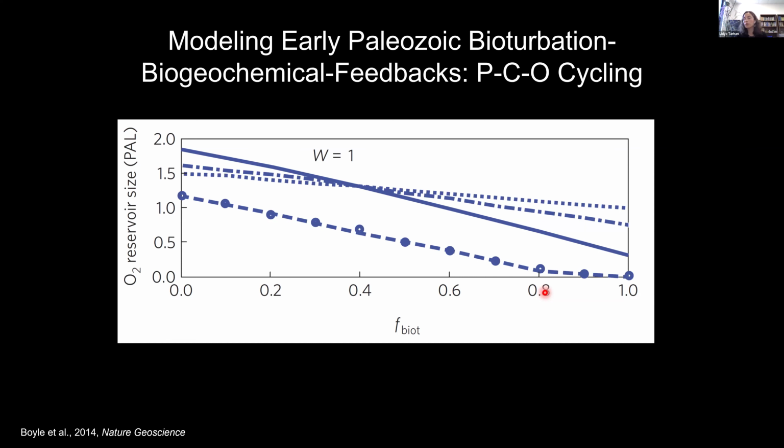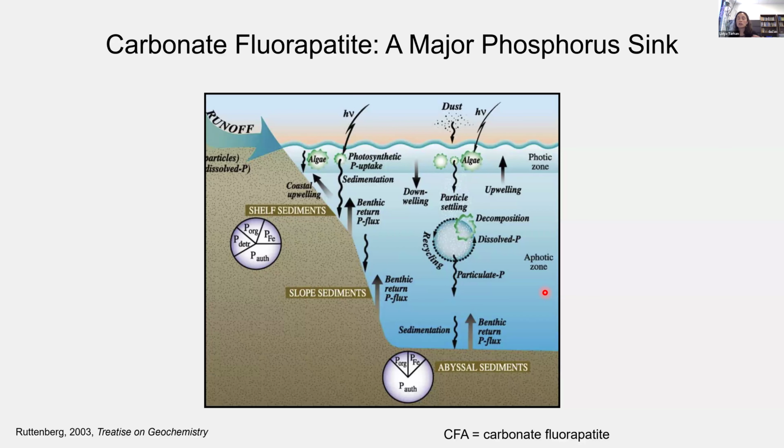However, this more simplified framework for understanding the phosphorus cycle actually excludes the chief sink through which phosphorus is buried in the oceans today, and that is authigenic phosphorus that is precipitated in seafloor sediments, particularly carbonate fluoroapatite, or CFA, which is actually the chief phosphorus burial sink, not only along continental margins experiencing upwelling, as we might expect, but also along passive margins, as well as in the deep sea.